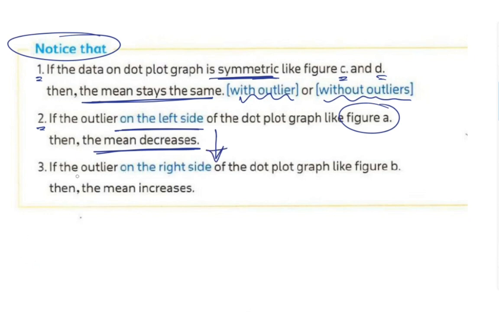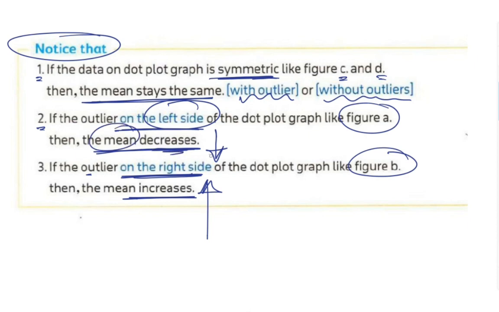But if the outlier is to the right as in figure B, the last example, what will the mean do? It will increase. So with the outlier to the left, the mean will decrease, but with the outlier to the right, the mean will increase. To the left will decrease, to the right will increase. That's the effect of the outlier on the mean.